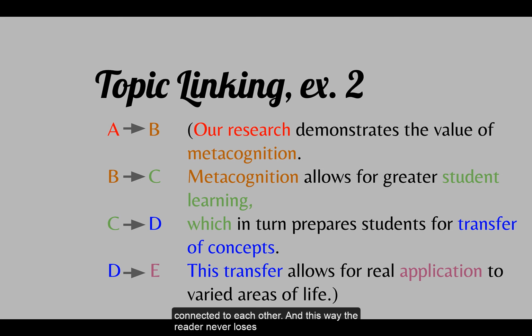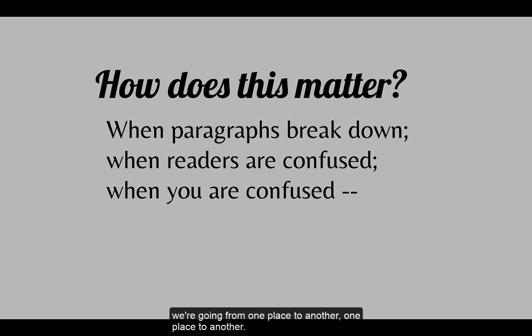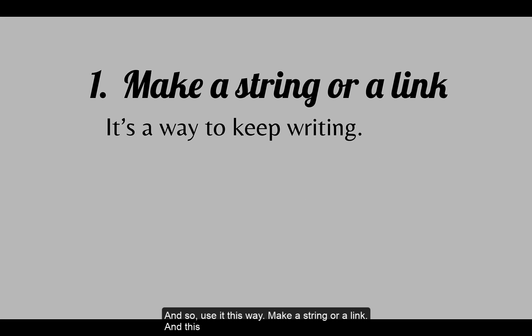And this way, the reader never loses the track. The reader can always follow those keywords and know we're going from one place to another, one place to another, one place to another. And why does this matter? Sometimes paragraphs break down. Readers might be confused, and you might be confused during the writing process or when you're reading your own writing. And so use it this way. Make a string or a link.